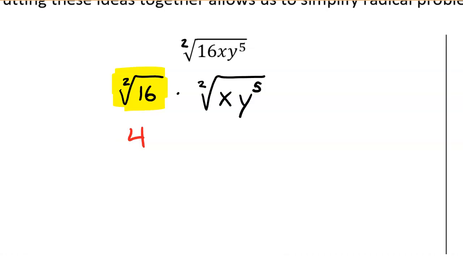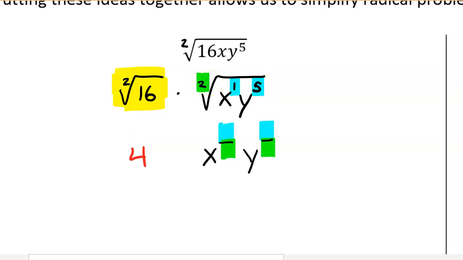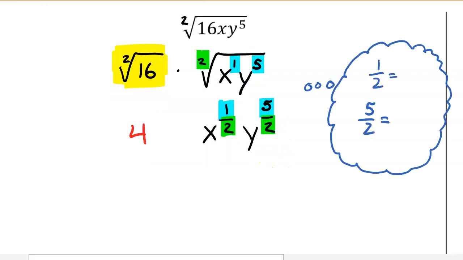Okay, let's go ahead and interpret the variables. Let's turn these into fractional exponents, where x is raised to the 1st power and y is raised to the 5th power, and they're all underneath the index of 2. We can say that x is raised to the 1/2 power and y is raised to the 5/2 power. Thinking about it as a fractional exponent, how many groups of 2 are there in 1? How many groups of 2 are there in 5? Another way to think about this is we're turning these improper fractions into mixed numbers.